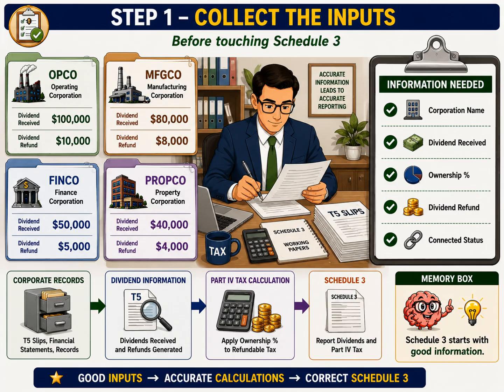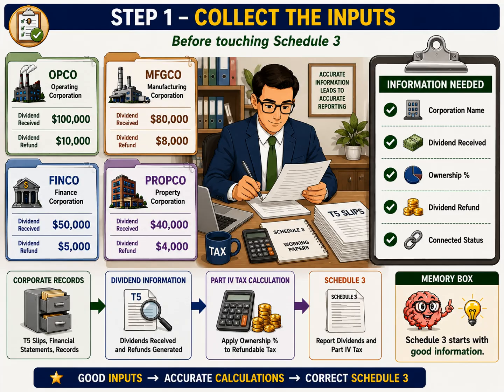The checklist on the right side of the slide shows the information every tax preparer should verify before starting. First, identify the corporation name. Second, determine the dividend received. Third, confirm the ownership percentage. Fourth, identify any dividend refund generated by the payer corporation. And finally, verify whether the corporation is connected. These items are critical because they drive both the dividend reporting and the Part 4 tax calculations that will follow.